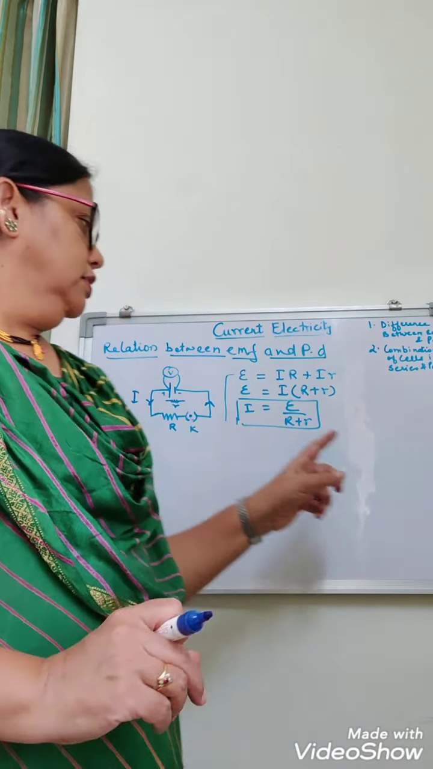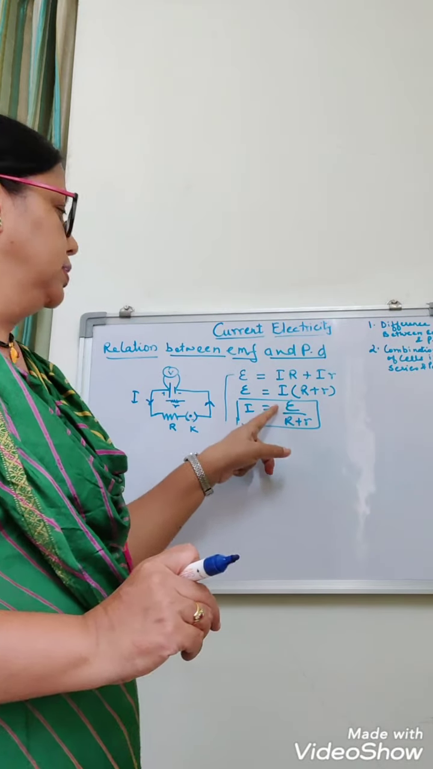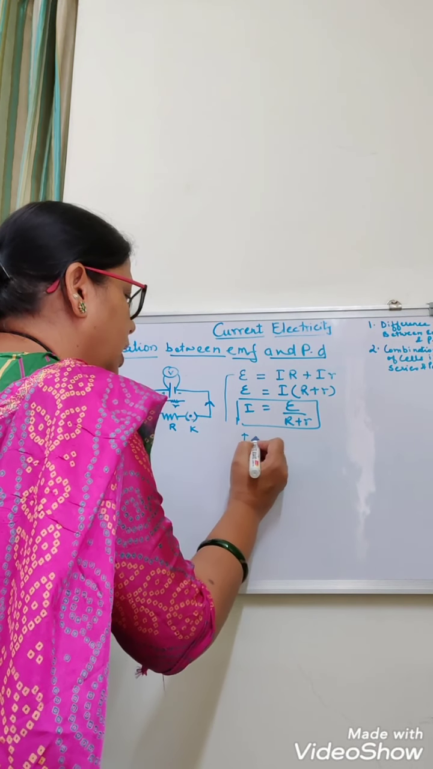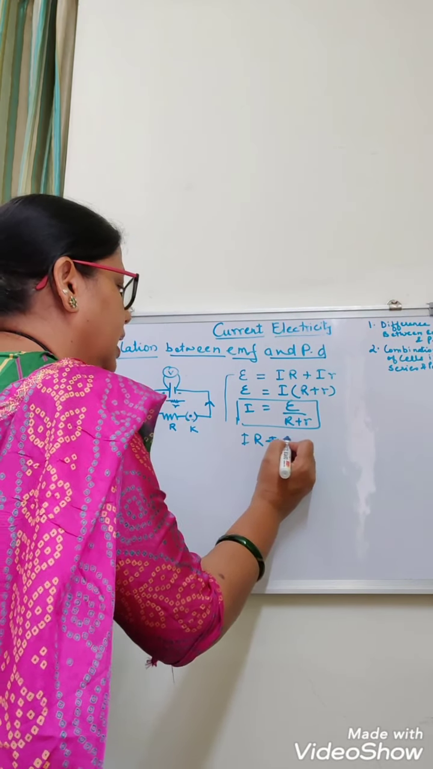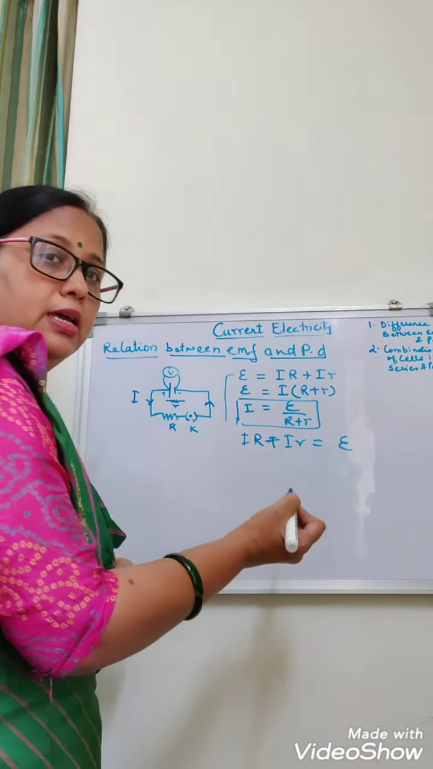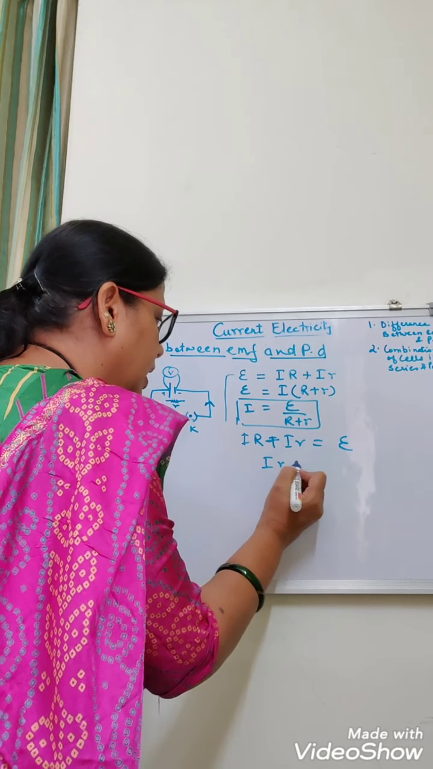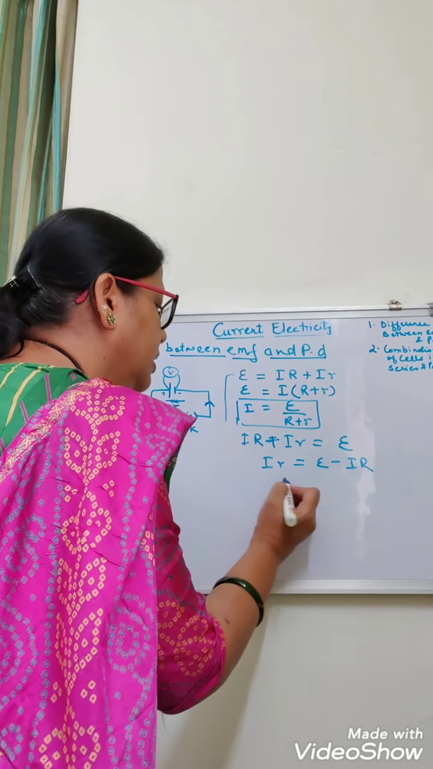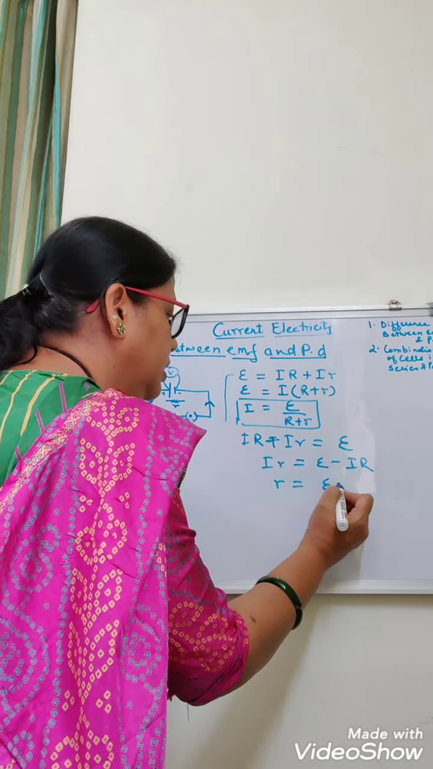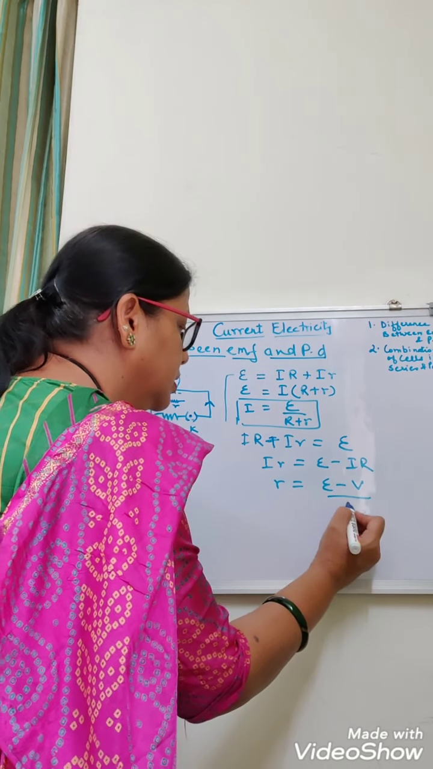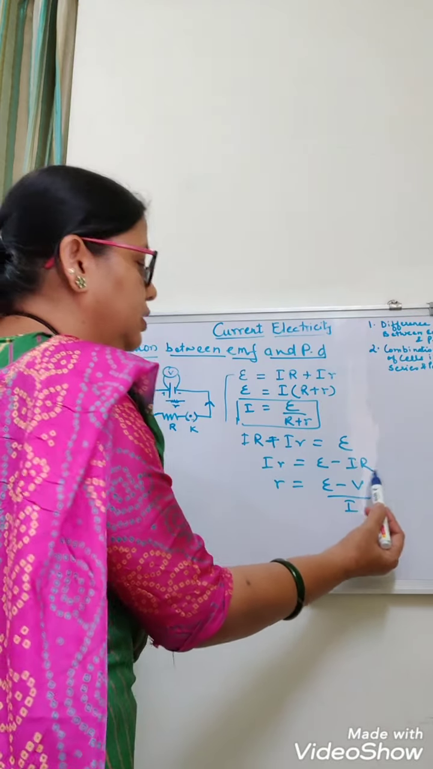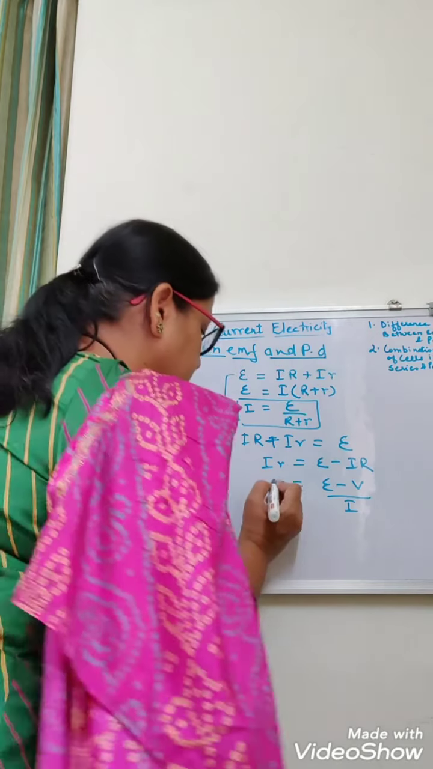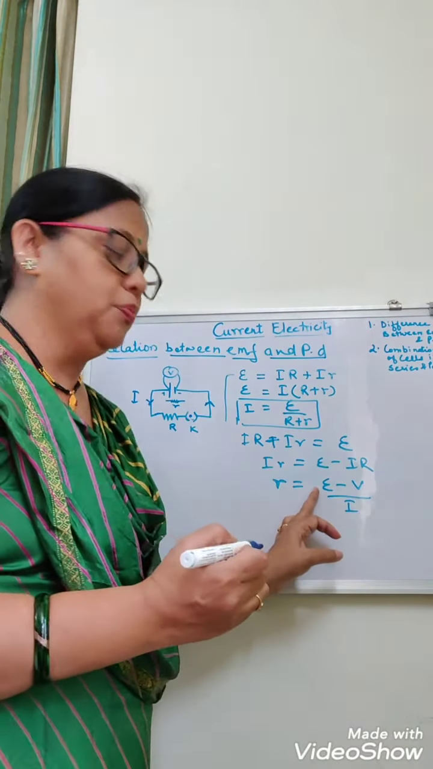Now if you consider the formula for current I is equal to E upon R plus r, then I can write here I into R plus I into small r is equal to E, and therefore I into r is equal to E minus I into R, or small r is equal to E minus V upon I. Here I have written I into R as V. So small r, that is the internal resistance, can be written as E minus V upon I.